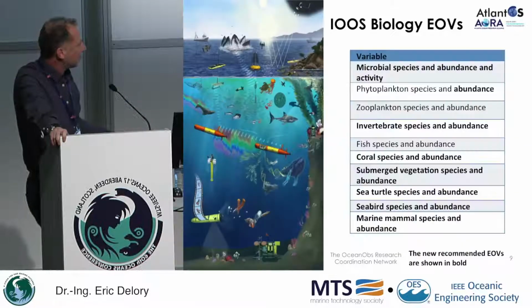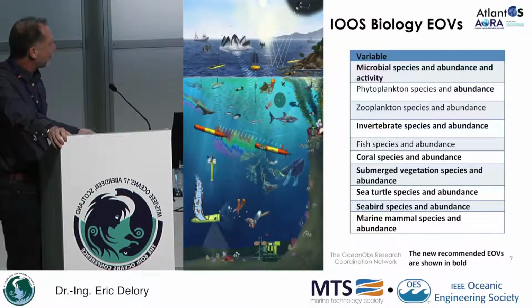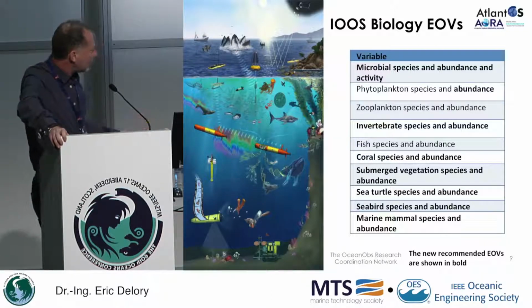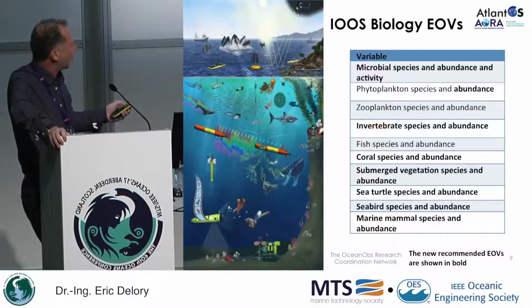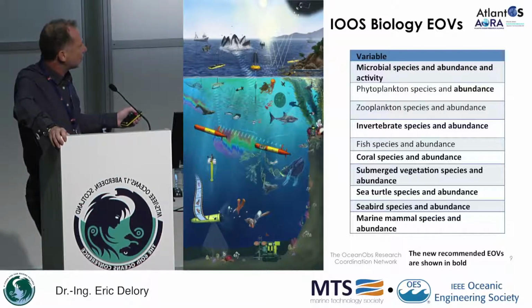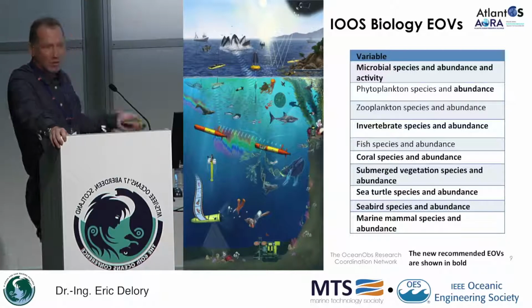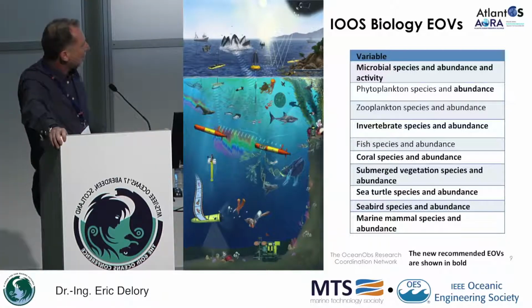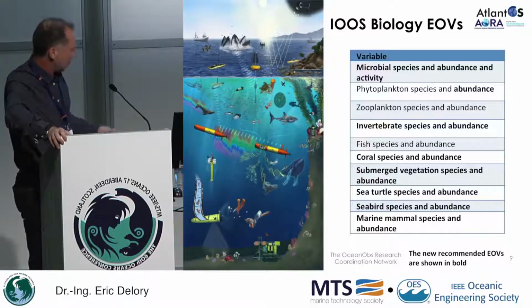Here you can see that the Ocean Ops Research Coordination Network, which is funded by NSF, has come up as well with extra essential variables for biology. As you can see here: microbial species and abundance, invertebrate species and abundance, coral species and abundance, submerged vegetation species and abundance, sea turtles, seabird species, marine mammal species, which were not in the first place, and which are now new recommendations as EOVs.